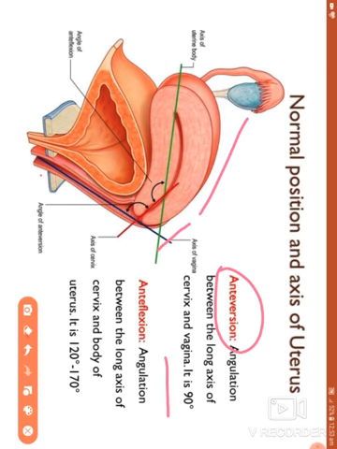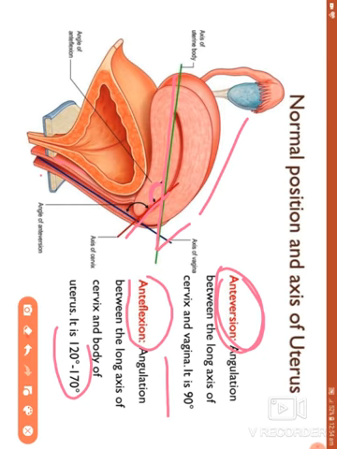Then again, this is the axis through the cervix. This one is the axis through the body of the uterus. Here at the meeting point there is an angle, that is the angle of anteflexion, that on average is 125 degrees. It ranges from 120 to 170 degrees. This angle of anteflexion makes the uterus slightly bend downwards. The anteversion makes the uterus slightly bend forwards. So forwards and downwards, that is the normal position of the uterus.